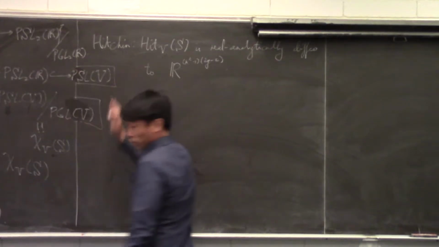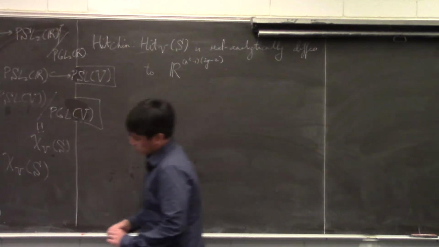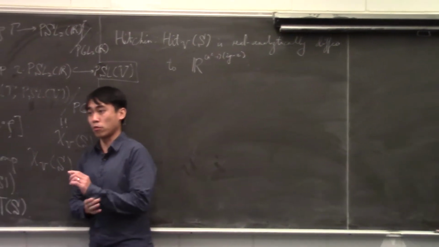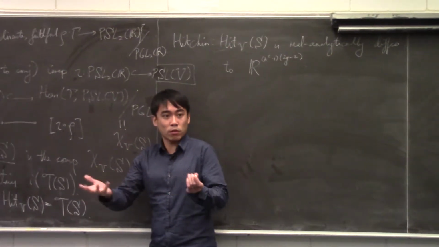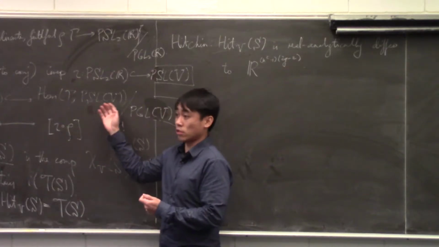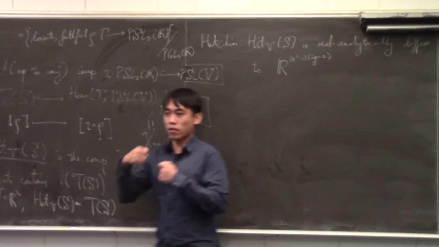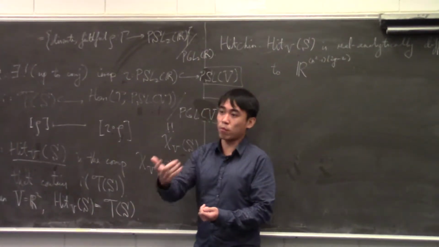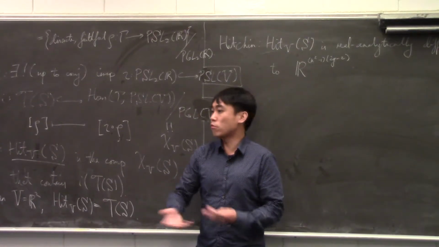Okay, but this theorem here doesn't really tell you much about the properties of the representation in the Hitchin component. One reason people care about the Teichmüller space so much is because they know a lot about the geometric properties of the representations in the Teichmüller space. They all are discrete faithful, they act properly discontinuously on H2 and so on.